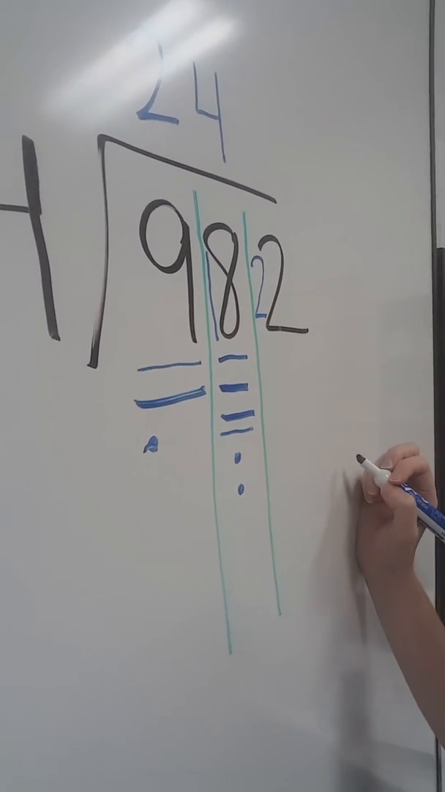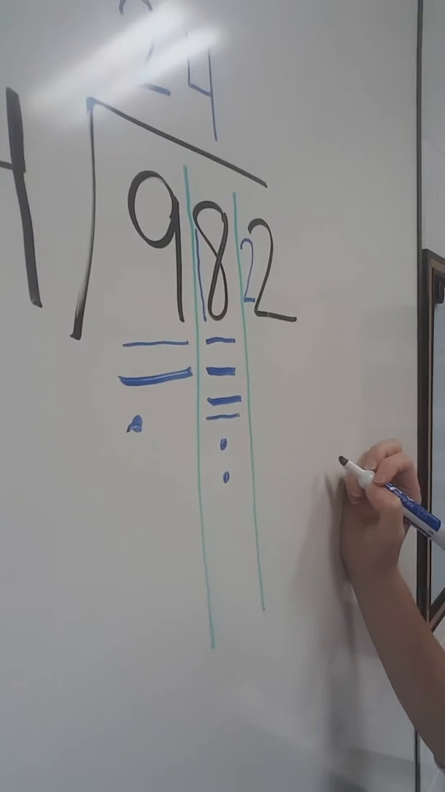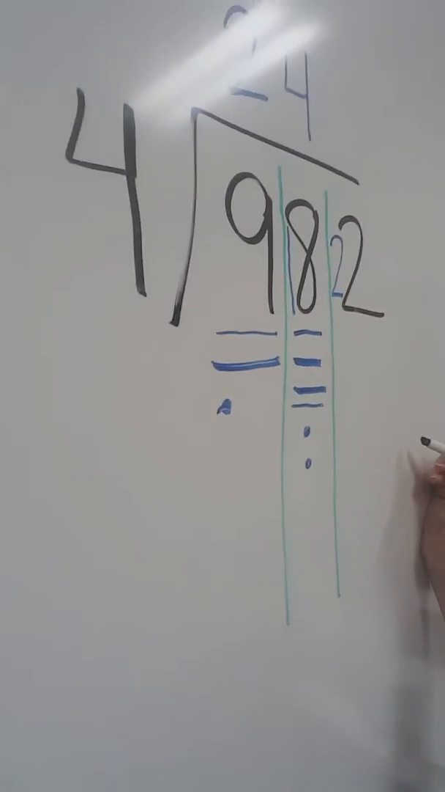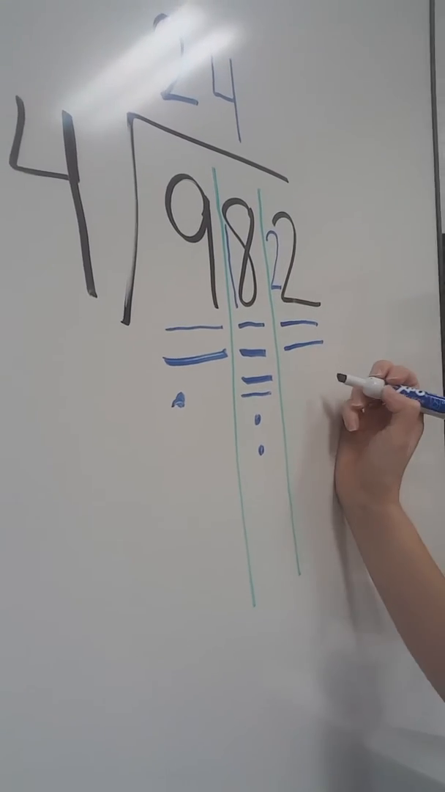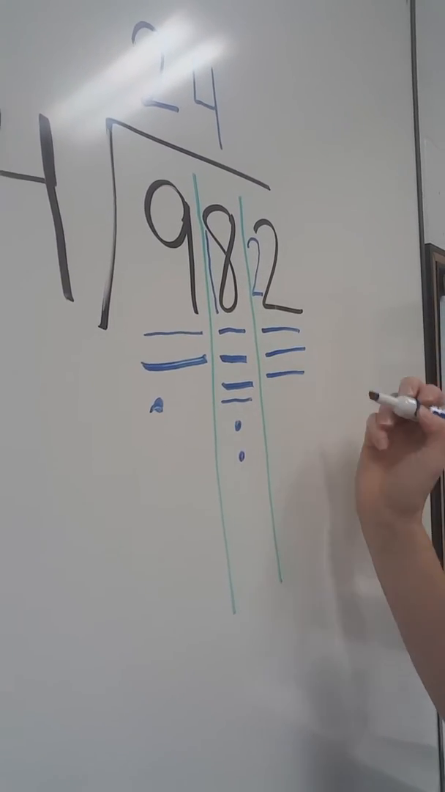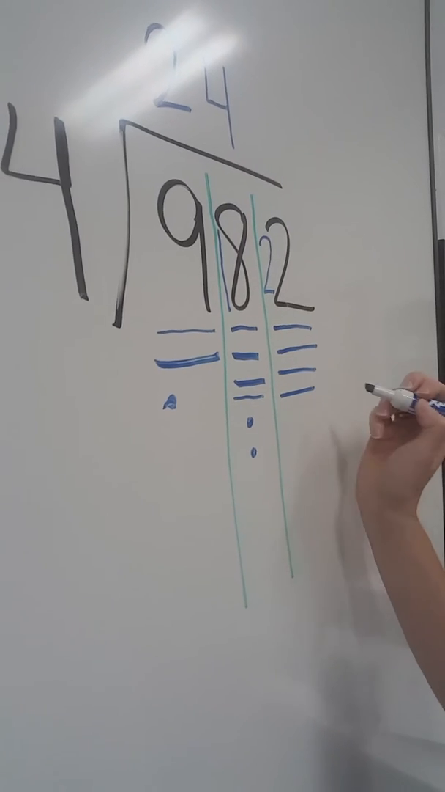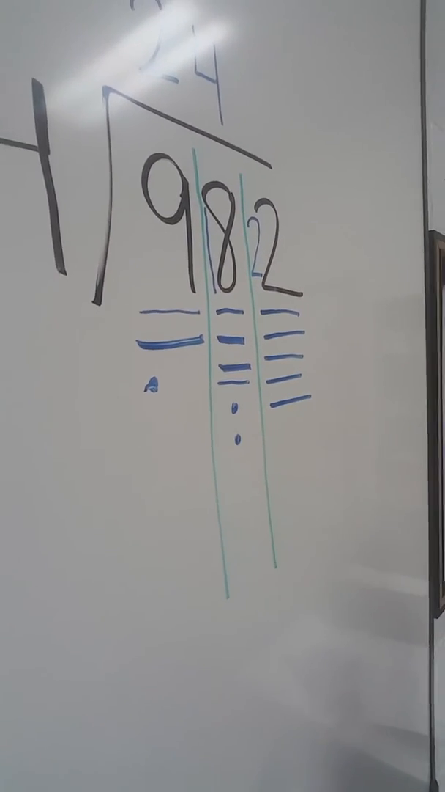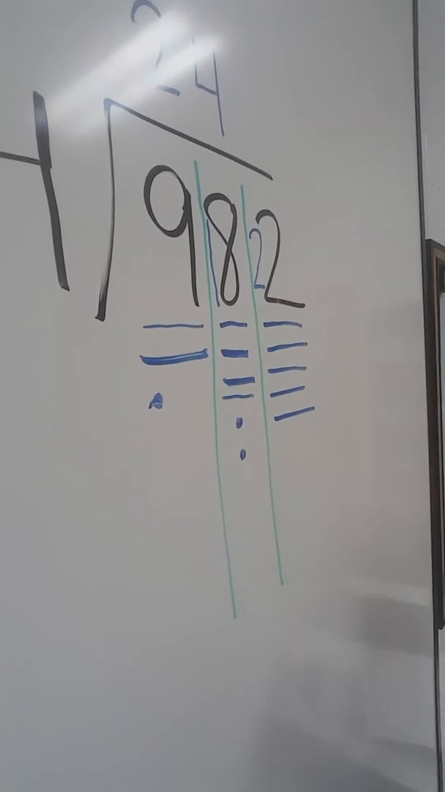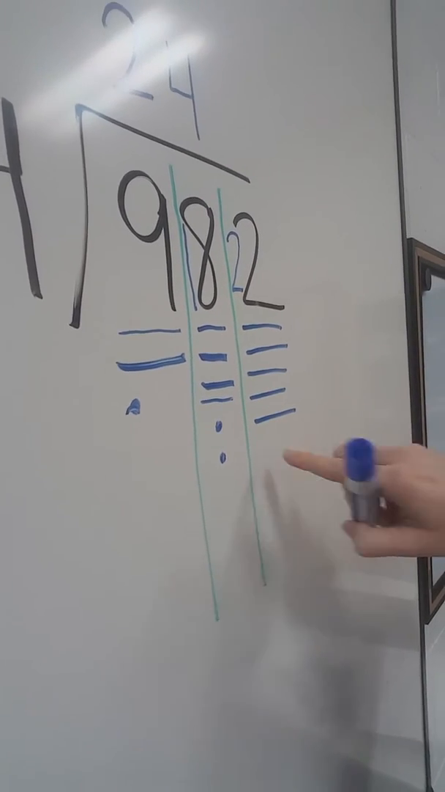So now we're moving on to the last set of numbers. We have 22. We're going to skip count again by 4s. 4 times 1 is 4. 4 times 2 is 8. 4 times 3 is 12. 4 times 4 is 16. 4 times 5 is 20. We can't go any higher. 4 times 6 is 24. That's too high. So we stop at 20.